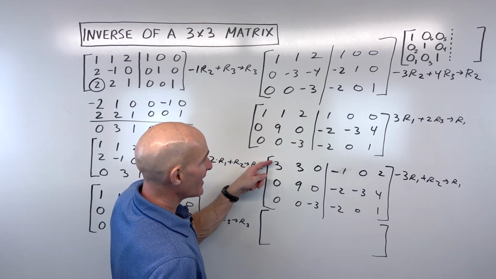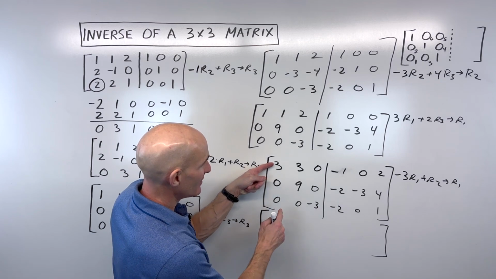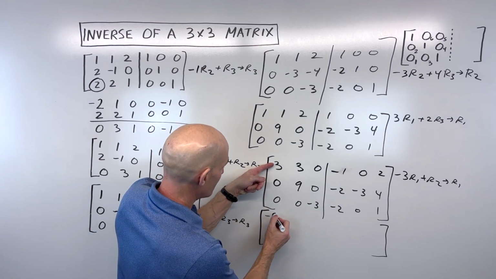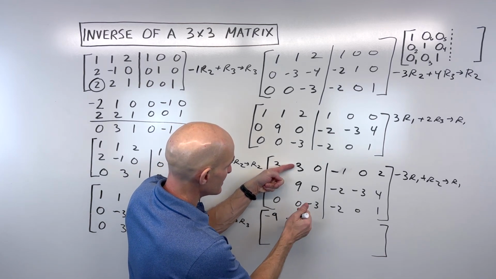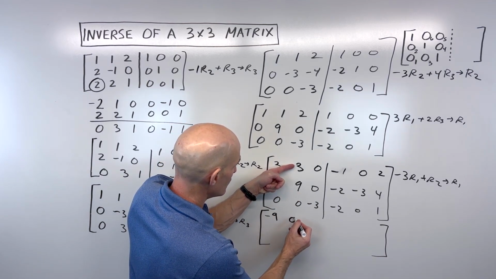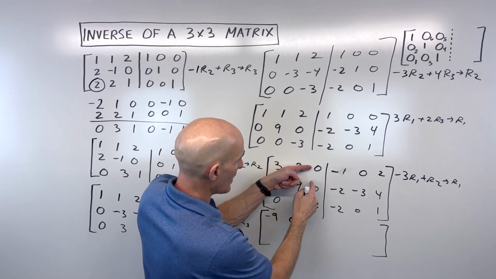So we've got negative 3 times 3 is negative 9, right? Plus 0 is negative 9. Okay. Negative 3 times 3 is negative 9. Plus 9 is 0, which is what we wanted. Negative 3 times 0 is 0. And this is 0. We add those together, we get 0.